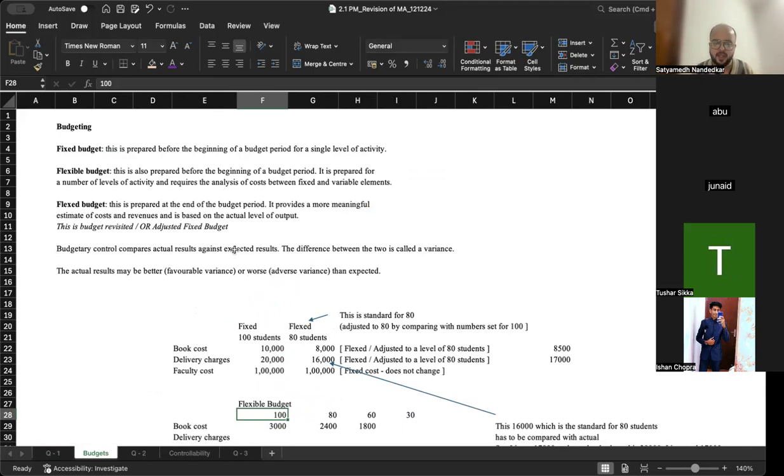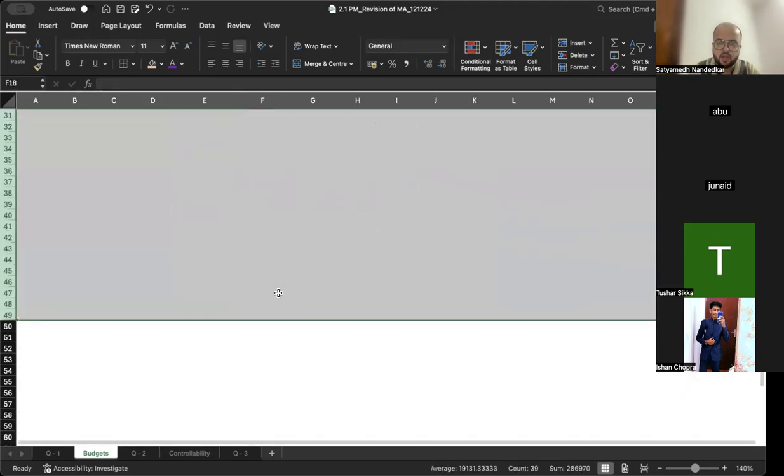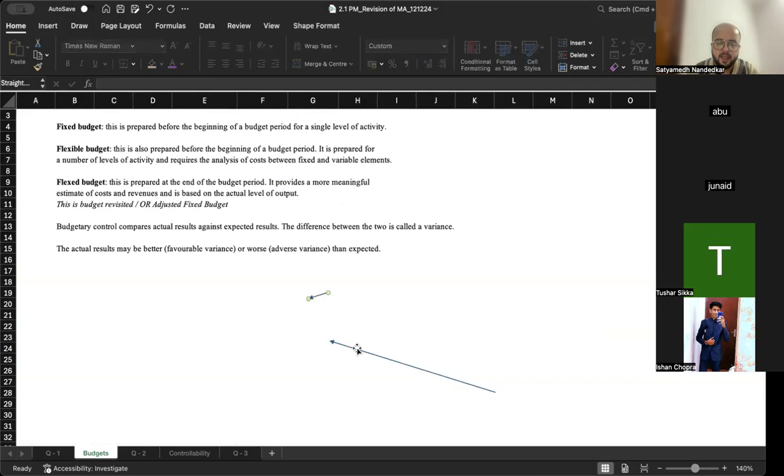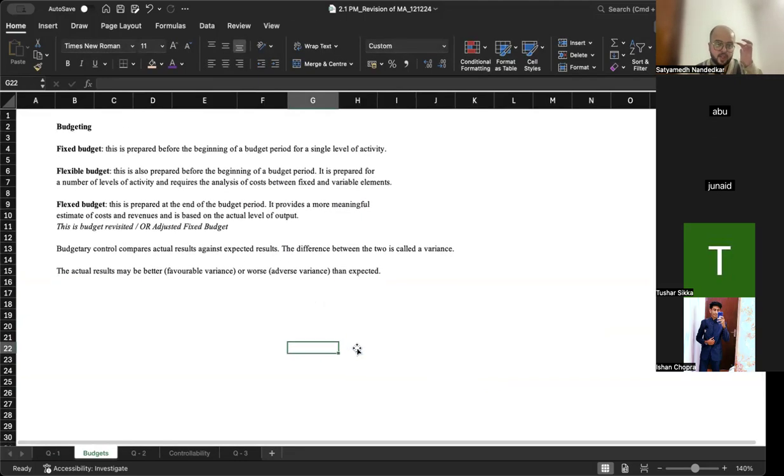We'll be doing a separate chapter altogether, and that is going to be a theory discussion here. We'll have a short discussion on basically three concepts, that is fixed budget, flexible budget, and flexed budget. Now, tell me something.